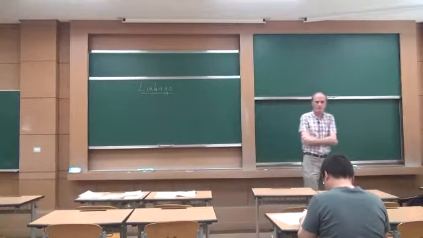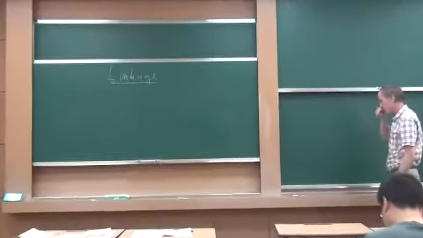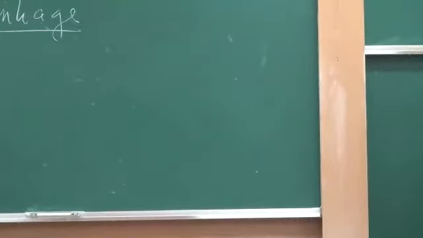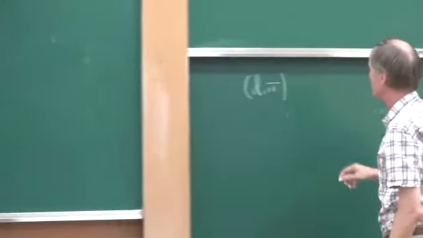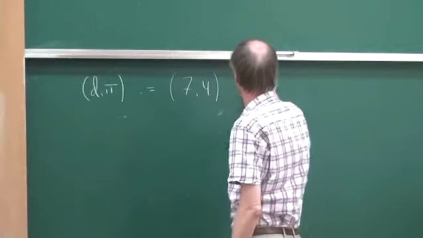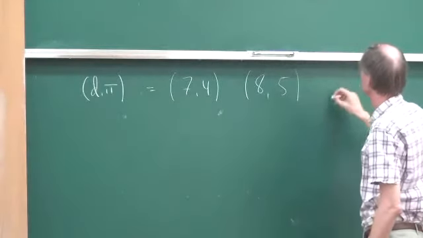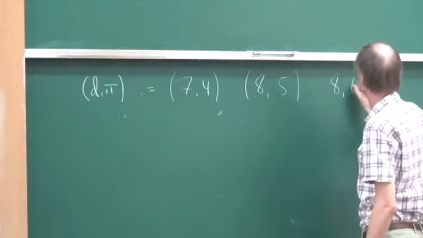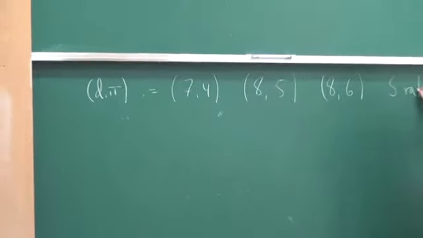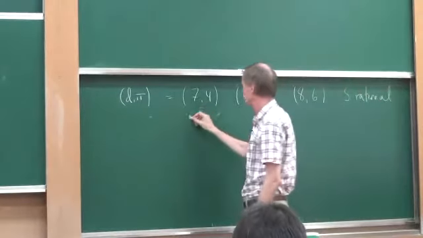I go into that. Remember, I posed some problems, namely for degree and genus equal to 7 and 4, 8 and 5, and maybe also 8 and 6 with S rational. Find the linear system.